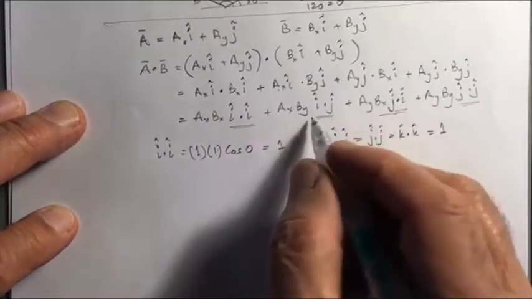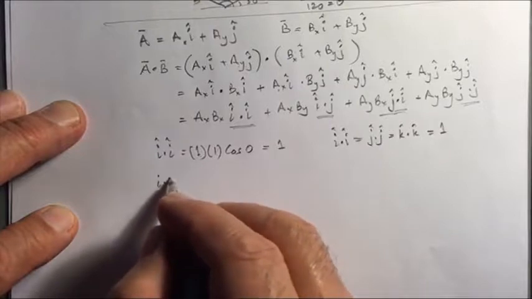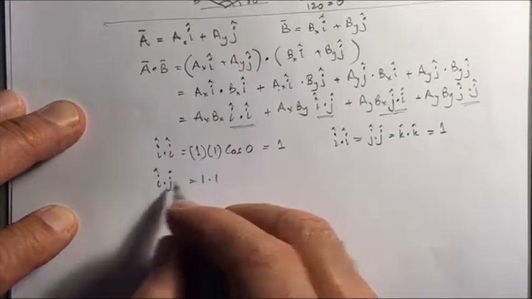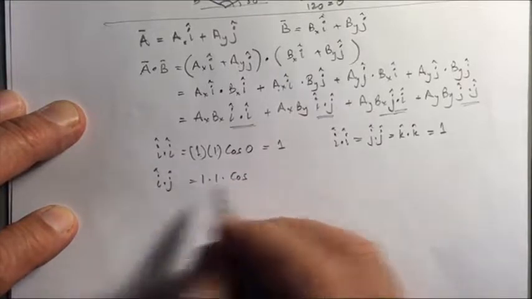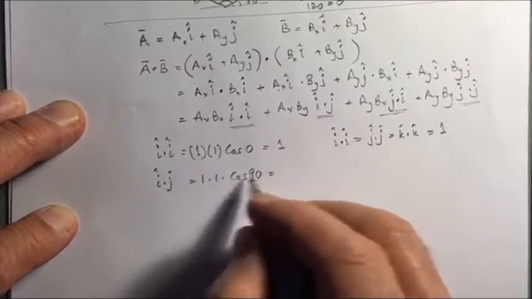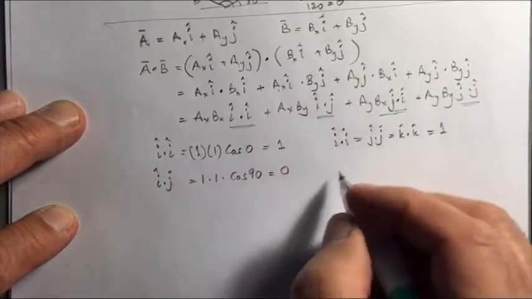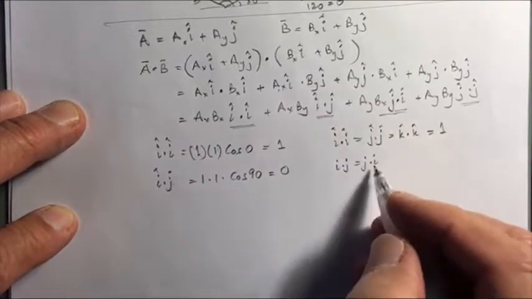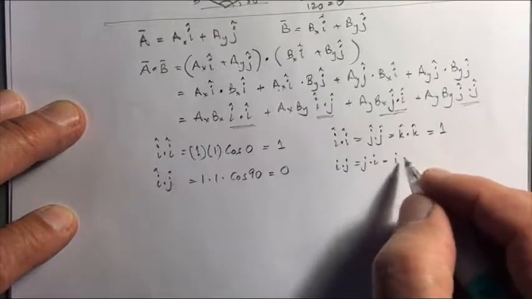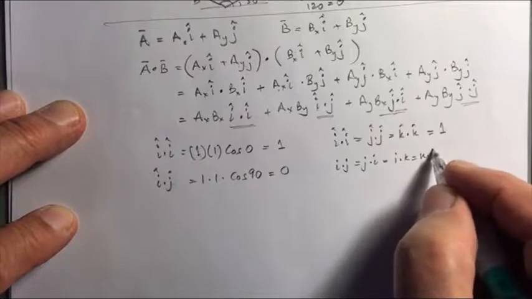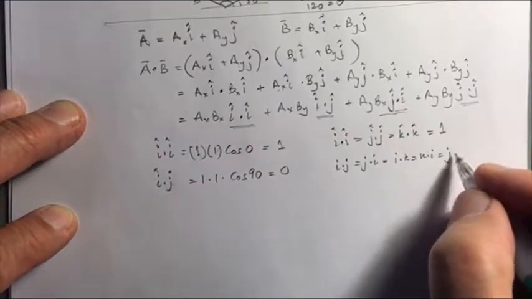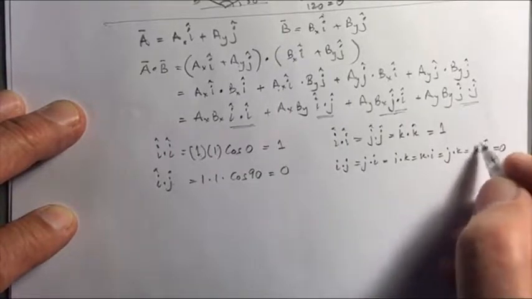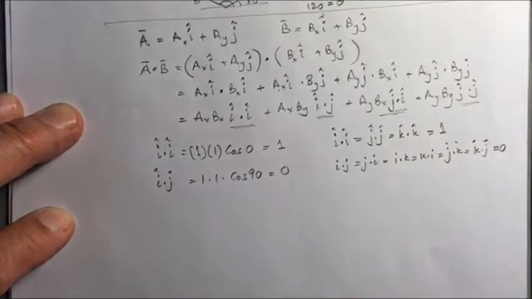Now the other terms, the i dot j terms, would be the magnitude of the first one times the magnitude of the second one times cosine of the angle between them, and i and j are 90 degrees apart. Cosine of 90 is 0, and therefore it's 0. And this gives us i dot j is the same as j dot i because it's commutative, and that would also be i dot k or k dot i, or the third combination j dot k and k dot j. They are all equal to 0.